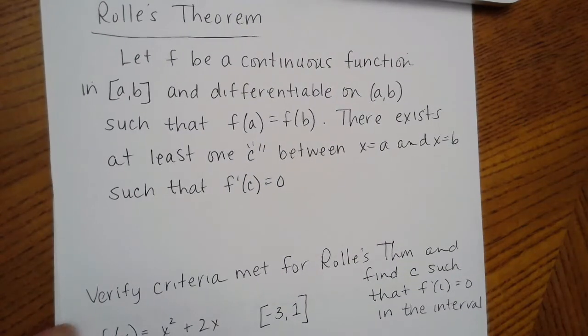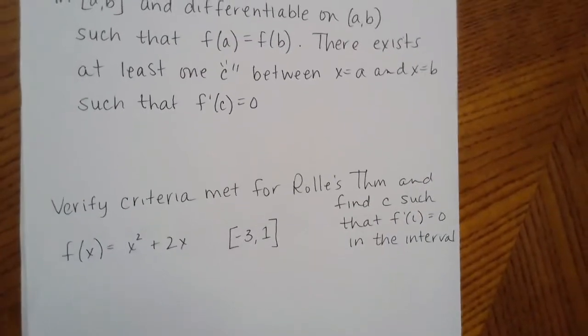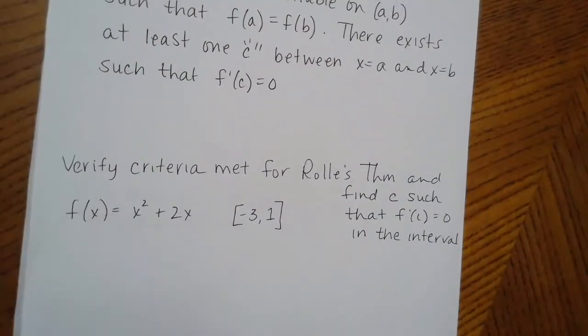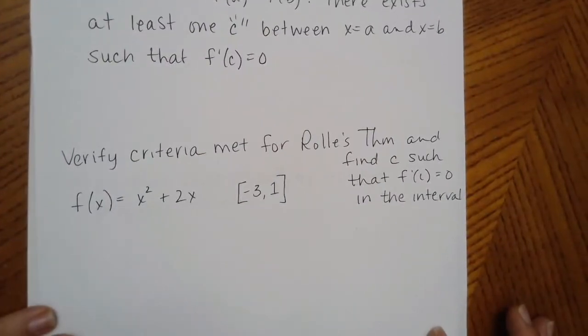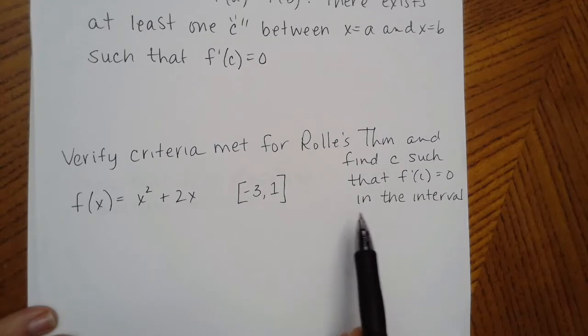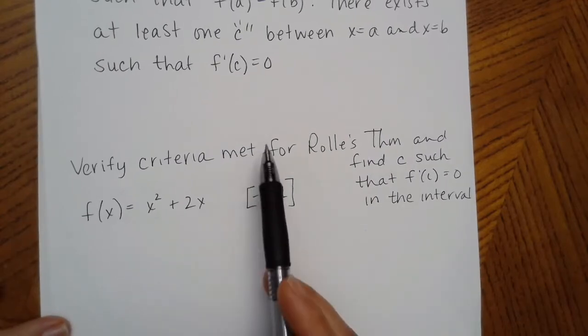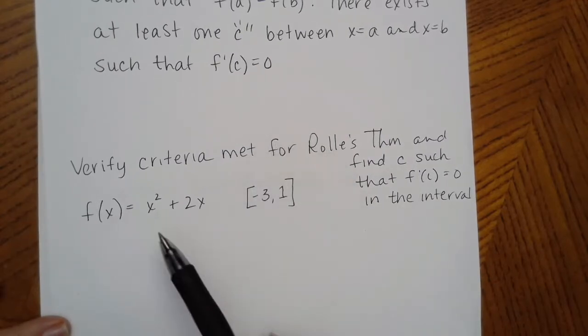Okay? So we're going to essentially verify that the criteria is met for Rolle's theorem, and find a c such that f prime of c equals 0 in the interval. So the primary thing for Rolle's theorem is that f of A equals f of B.